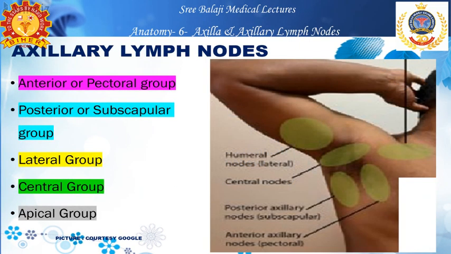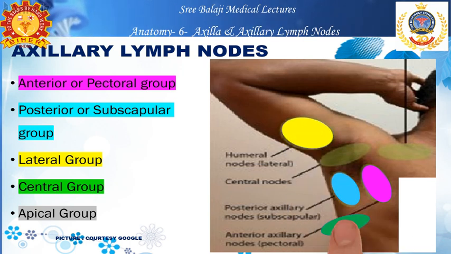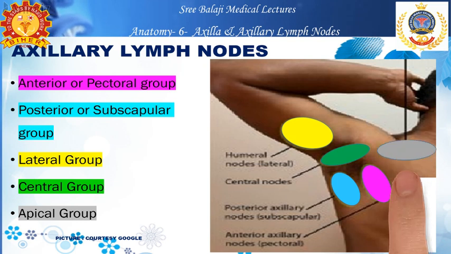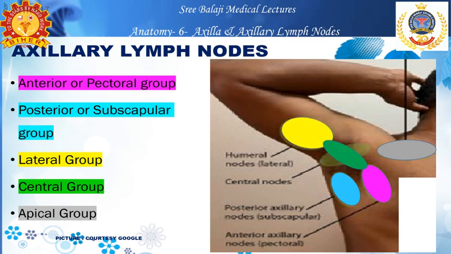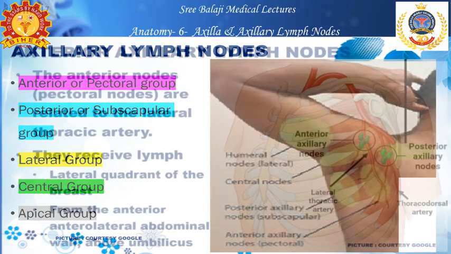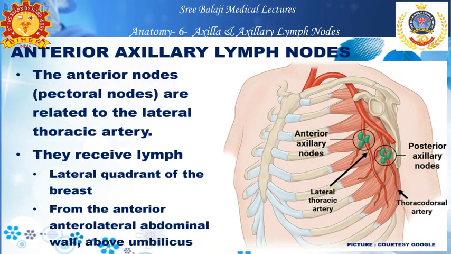These axillary lymph nodes are grouped into five: the anterior or pectoral group, posterior or subscapular group, lateral group, central group and the apical group. I repeat, anterior, posterior, lateral, central and apical group. We'll see each group one by one.